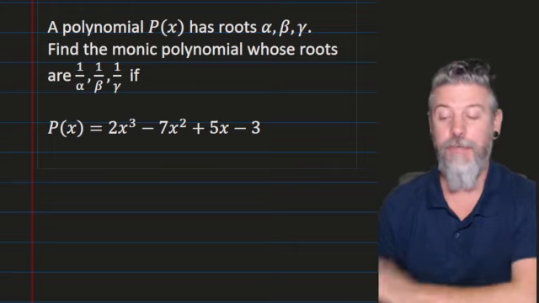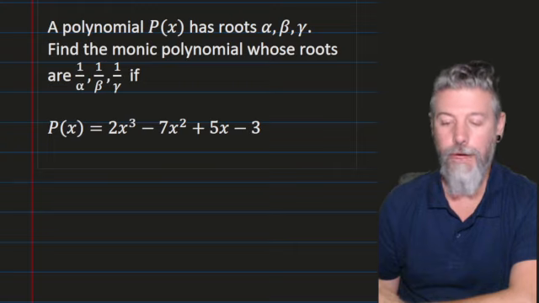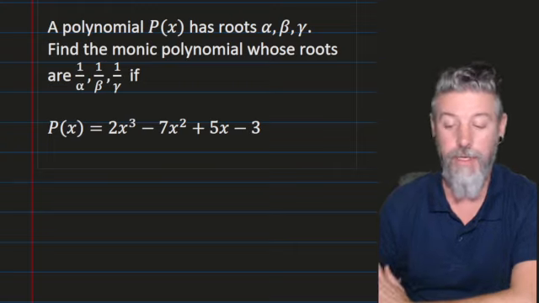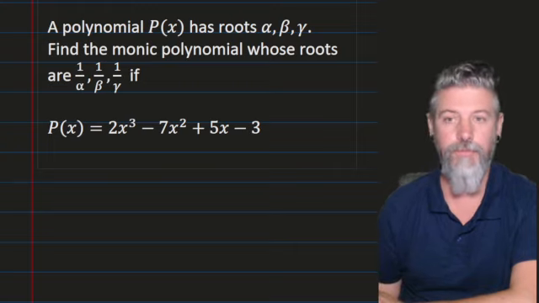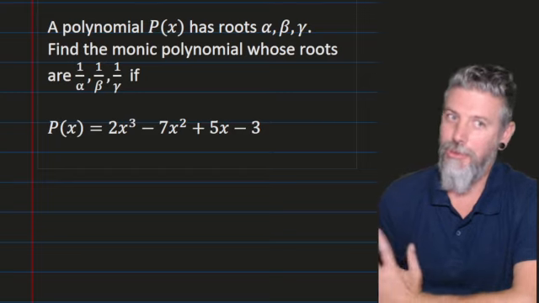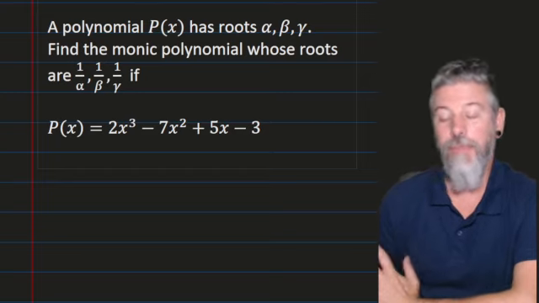A polynomial p of x has roots alpha, beta, gamma. Find the monic polynomial whose roots are 1 on alpha, 1 on beta, 1 on gamma, if this is the polynomial that's given. Okay, so first of all, there's some rules. Now, you know I don't like rules, I like concepts, right? But there are some rules.